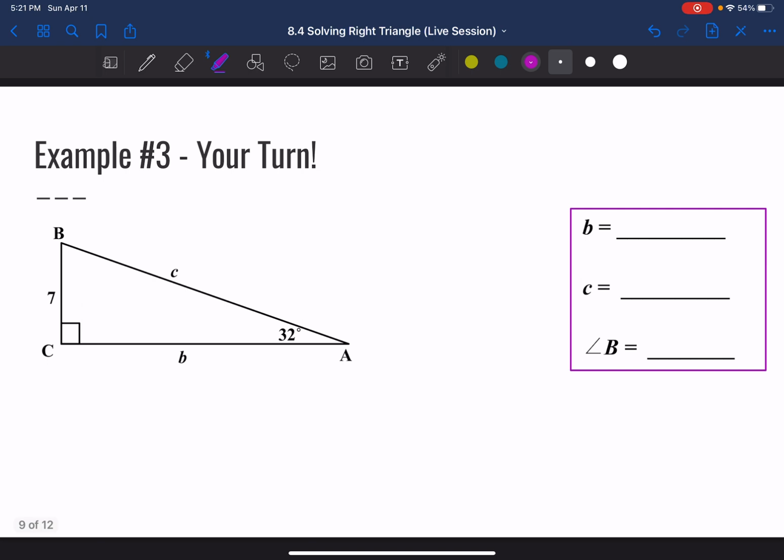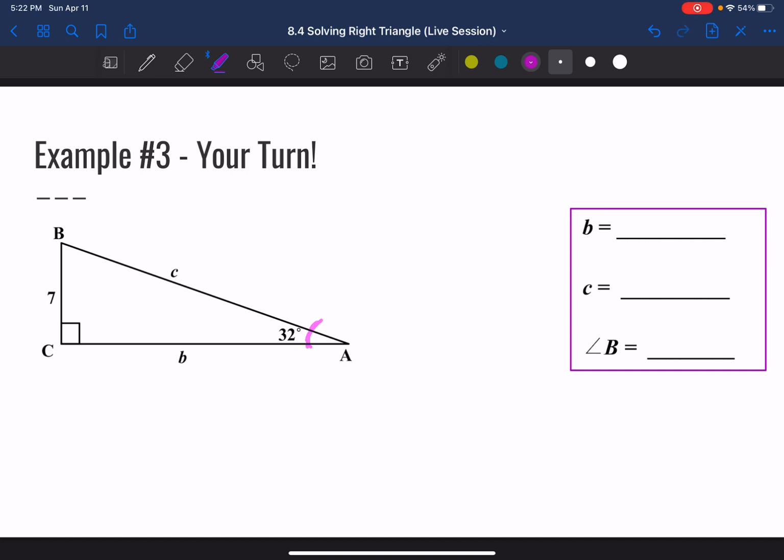Let's look at example number 3. So this one, I kind of gave you time to do it during the live lesson. So I see 7, B, and C. I only have one side, which means I cannot use Pythagorean. So I am going to use something else.